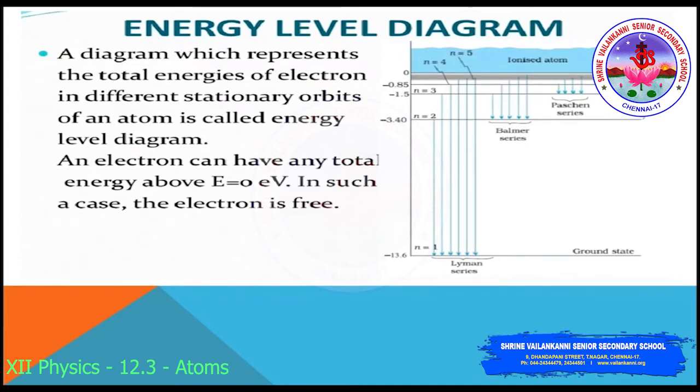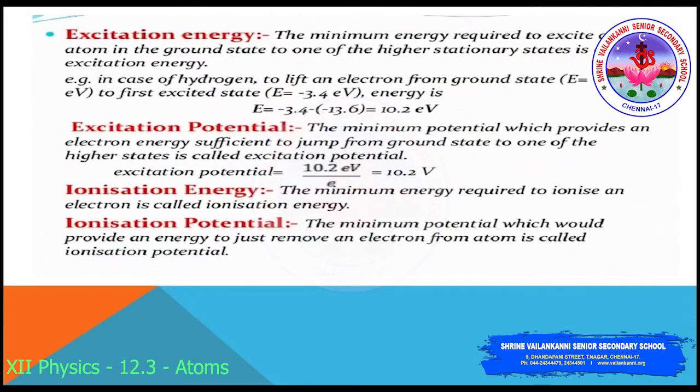The next one is the Pfund series, in which n1 is equal to 5, and n2 takes the values 6, 7, 8. This is for the infrared region, a little far away, the same region but a little too far, right? This is the energy level diagram, you must know. Next, you must also know about the limitations of Bohr's atomic model.